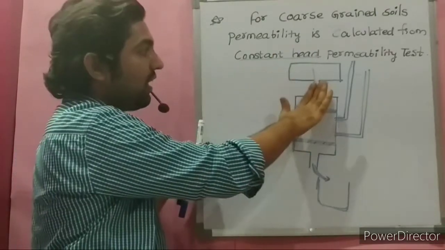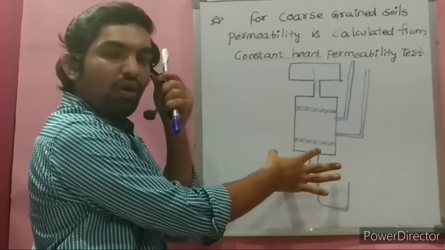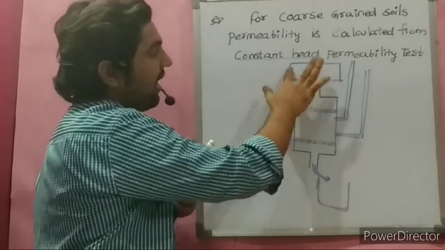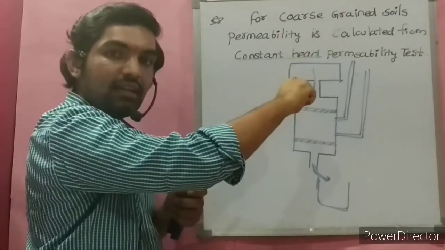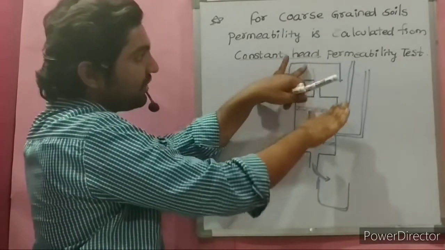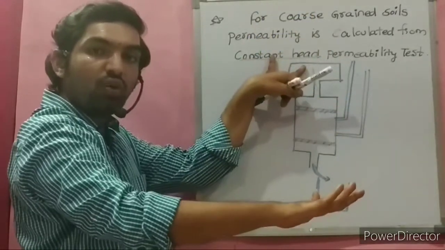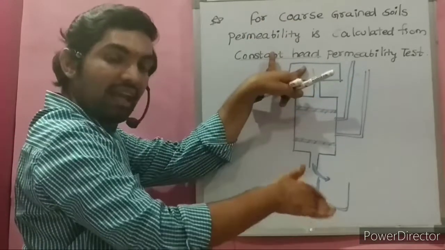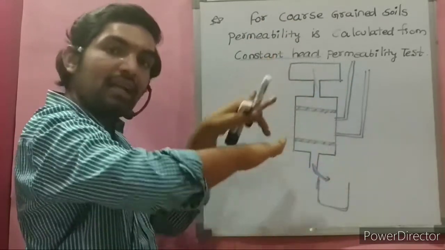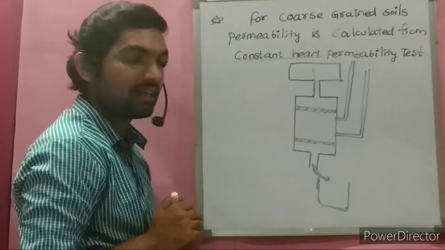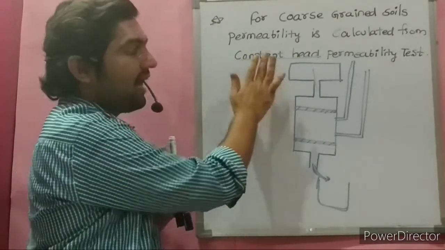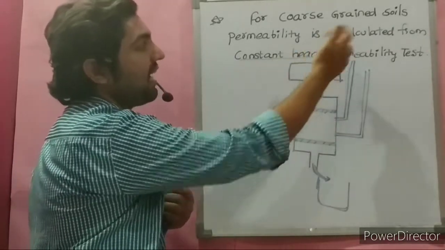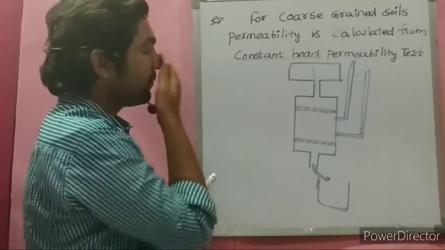This cylindrical mold is called a permeameter. You have seen it in your laboratory. We maintain the head constant. We make sure that incoming is equal to outgoing, thereby the head is maintained constant. Whatever water we supply, the same water we release, and thereby we maintain the head constant. By maintaining the head constant, we conduct this experiment. Hence it is called the constant head permeability test.